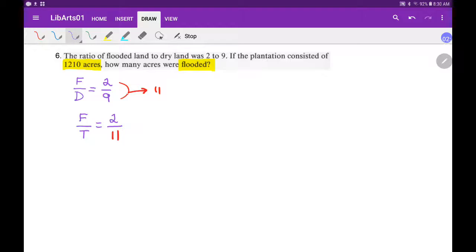So I know, here's my plantation over here, and here's my 2 that were flooded, and here's my 9 that weren't. So I'm like, well, I know my plantation is bigger than these 11 acres. Most plantations are bigger than that. I suppose there's a lot of connotation with the word plantation. This is an old book, so just forgive them.